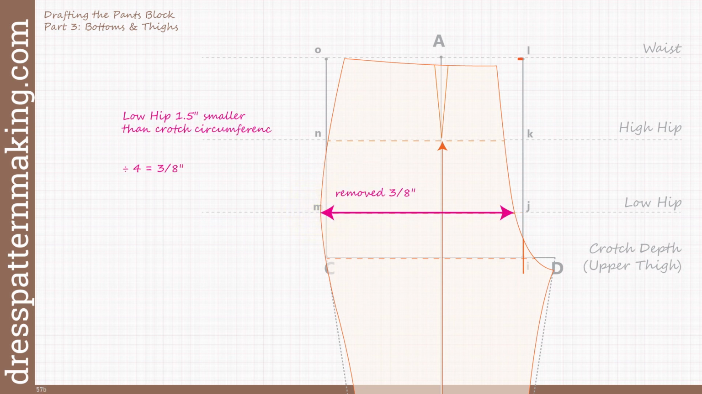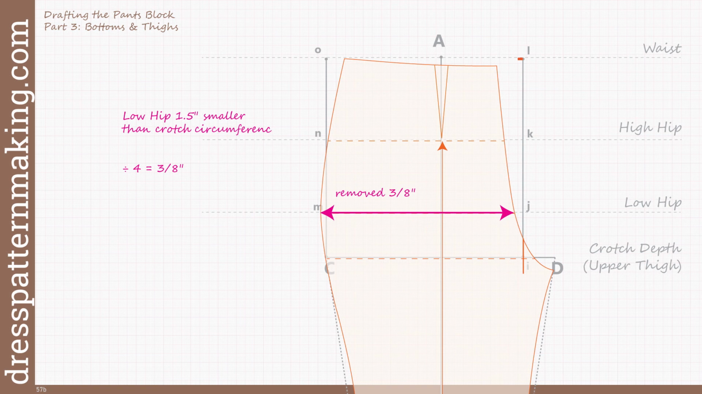So when I compare the measurement J to M, which is my crotch level width, to the pink arrow, which is the width of my block at the low hip, the difference is 3/8 of an inch. So I have actually removed 3/8 of an inch from my low hip. Given that my low hip is 1.5 inches smaller than my crotch level width, 1.5 inches divided by 4 is 3/8 of an inch. So I need to remove 3/8 of an inch from the front and 3/8 of an inch from the back.